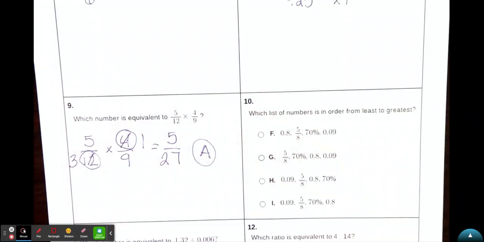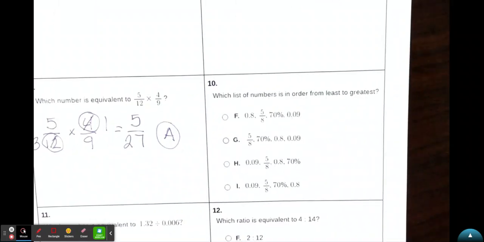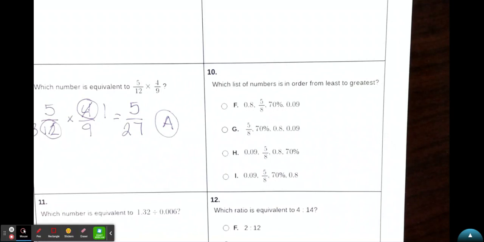Okay. Number 10. Which list of numbers is in order from least to greatest? So in order to list these from least to greatest, they all need to be the same thing.